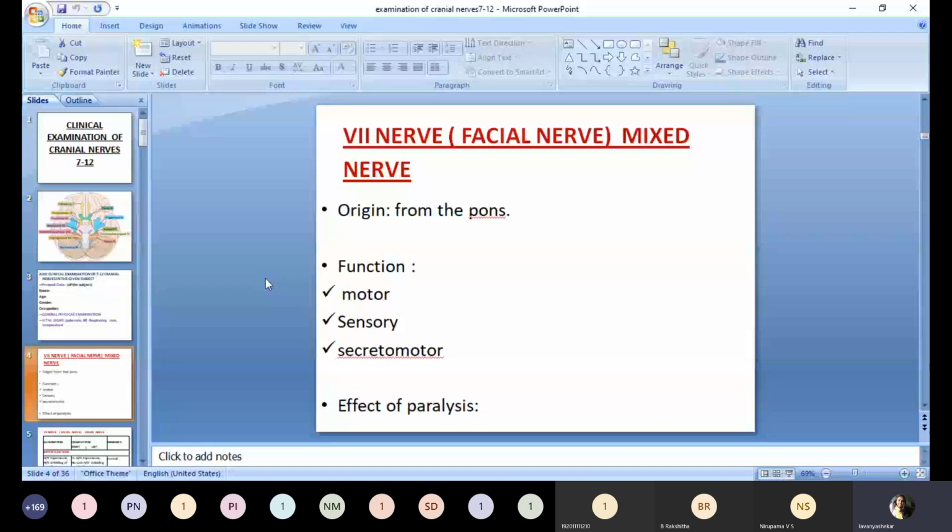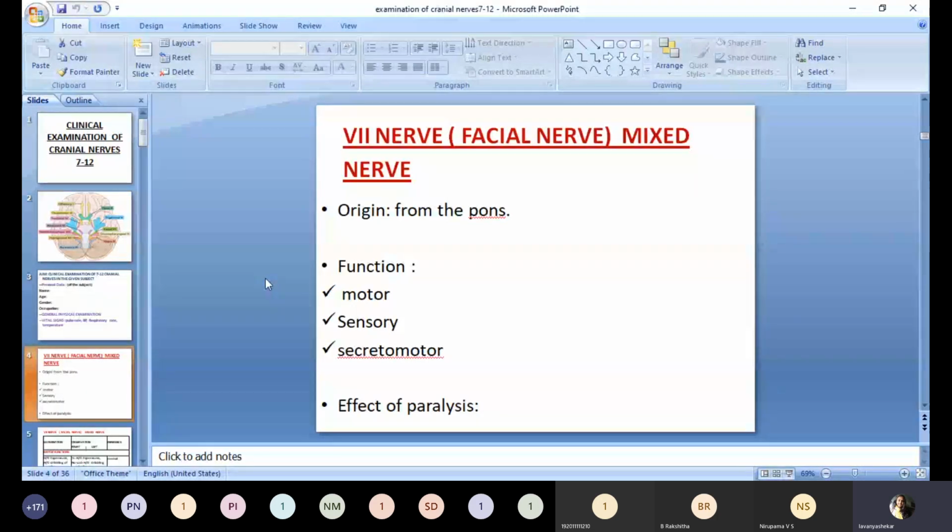So which results in dryness of the eye, mainly dryness in the conjunctiva. So this condition is called xerosis or xerophthalmia. So these are all the various effects of paralysis of the facial nerve. So let us now look into how to test the facial nerve, that is the seventh cranial nerve.